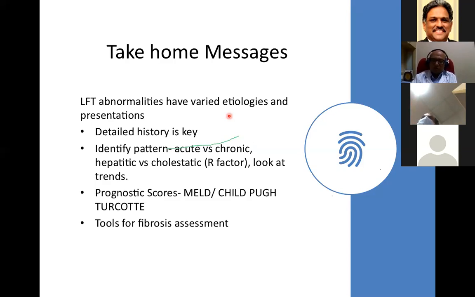The presentations can be a simple asymptomatic patient walking into OPD with just a printout saying that they have an abnormal LFT, to a varied presentation. So detailed history, identifying the pattern, and then using prognostic scores appropriately, and also assessing fibrosis, which is now an important tool in managing long-term patients with chronic liver disease. So I conclude with that.